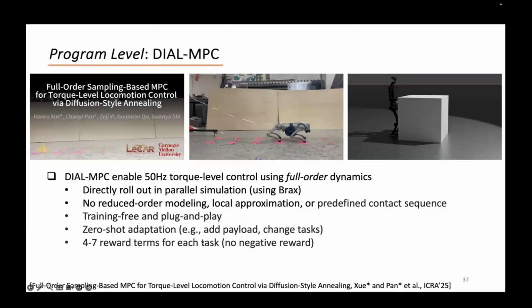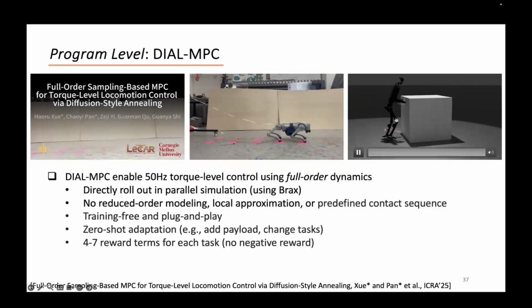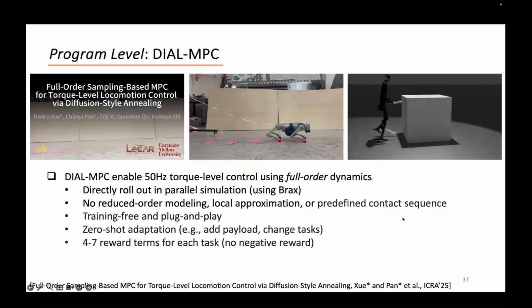And because it's MPC, right? It's training free and plug and play. And compared to RL, right, we don't need any training, and also we only require a few reward terms for each task, like 4 to 7, right? This is how it works for humanoid loco-manipulation, right? You can see the humanoid can push a box, yeah.